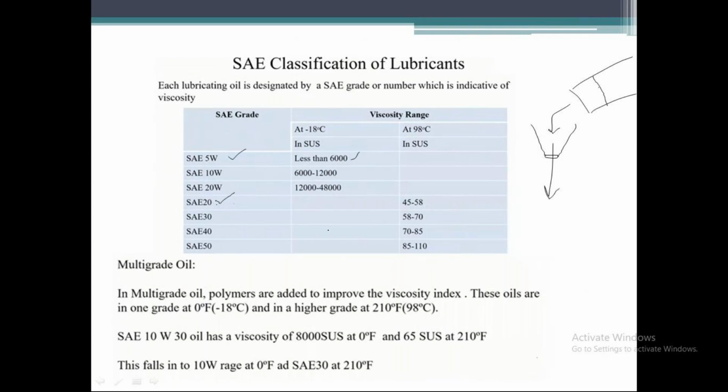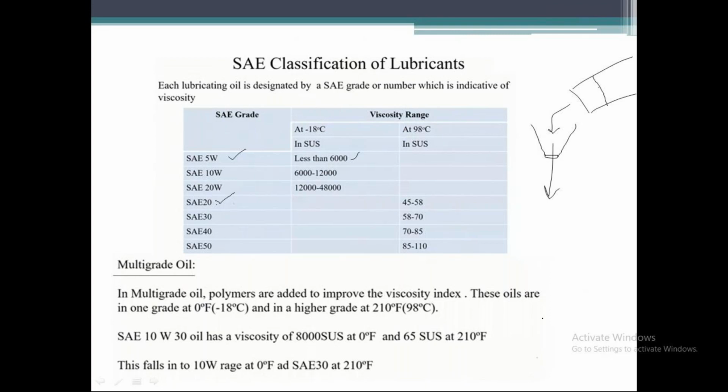Suppose in whatever automobile we have, we go for multi-grade oil. What is multi-grade oil? That means we have a combination of this negative 18 degrees Celsius and 98 degrees Celsius. We need this viscosity gradient to work not only at lower temperature but also at higher temperature. For that purpose, we have to go for multi-grade oils.